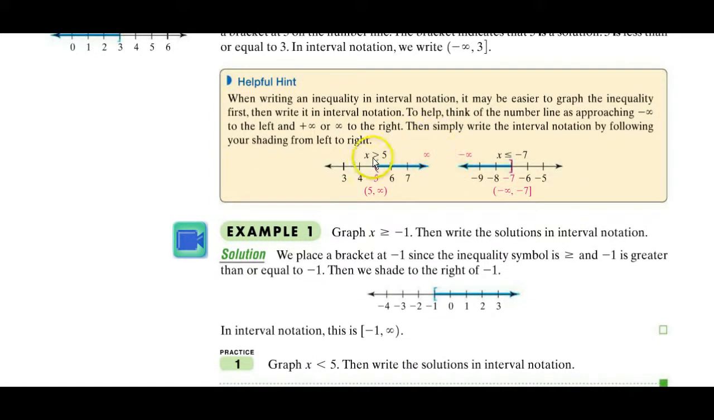So once again, if it's greater than only, it'll be a parenthesis facing to the right. If it's less than or equal to, it's going to be a bracket facing to the left. Less than or equal to. Okay, and they're giving you some hints.